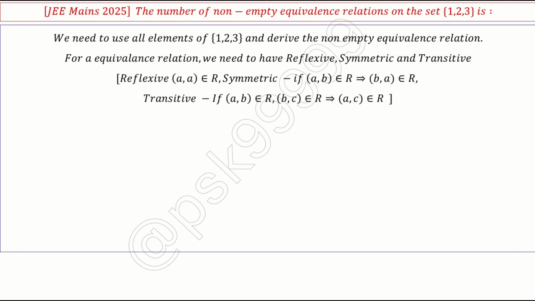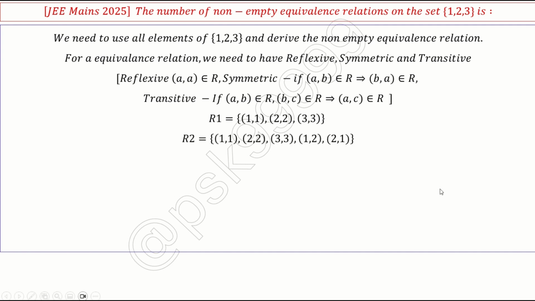For transitive, if (A, B) is in the relation and (B, C) is in the relation, then (A, C) should also be in the relation. This is transitive. So let's see the simplest form, R1: (1,1), (2,2), and (3,3). This is definitely reflexive, symmetric, and transitive by itself.